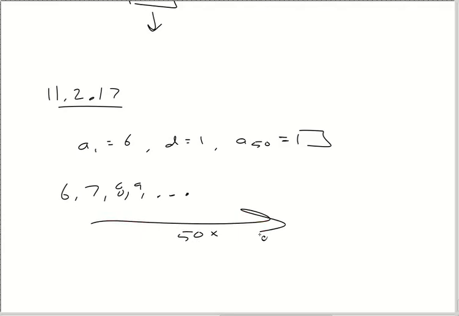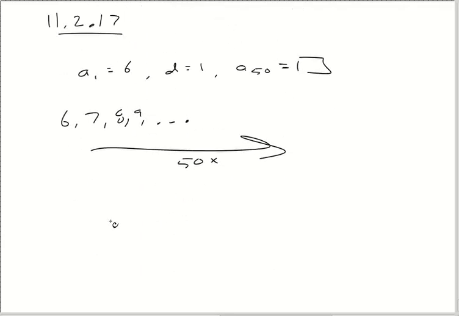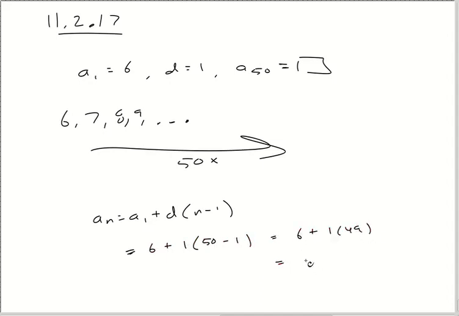So instead, there's a formula, which we just saw. That's AN equals A1 plus D times N minus 1. Fill it all in. So I got my A1 is a 6. I got my D as a 1. And my N is a 50 minus 1. 6 plus 1 times 49. 6 plus 49 is 55. And that's how you get the answer. So the last term is 55.